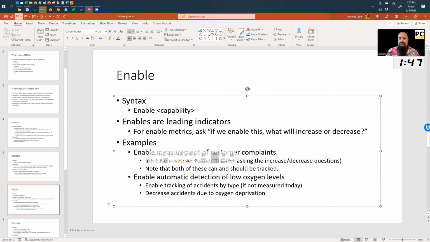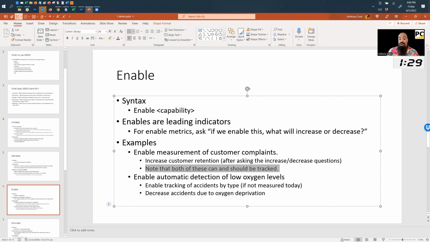And so both of these could and should be tracked, right? So this comment here is that both the enabling and the increasing should be captured. So once you've enabled the complaints measurement, that's a victory. But we've got to keep measuring until we see whether or not customer retention actually improved.